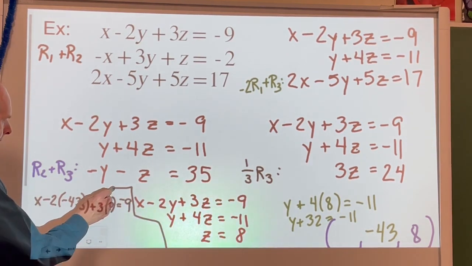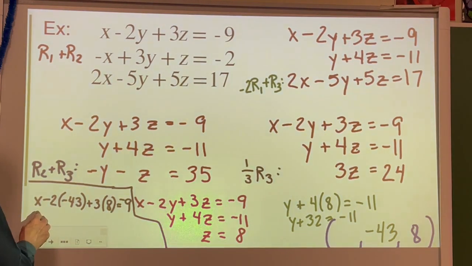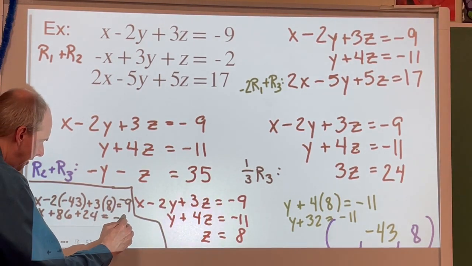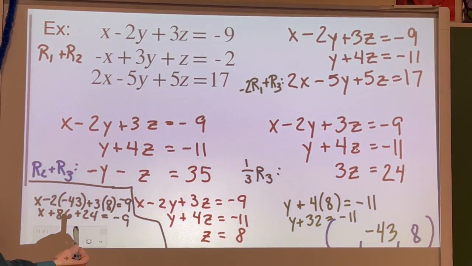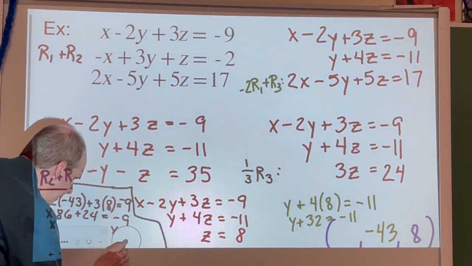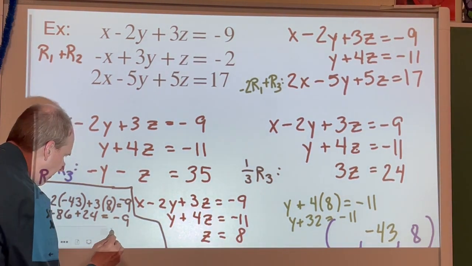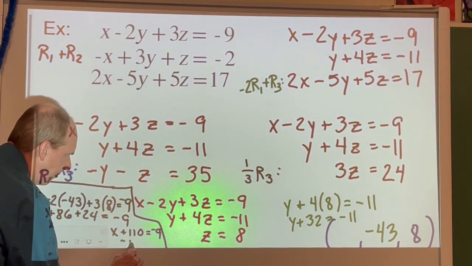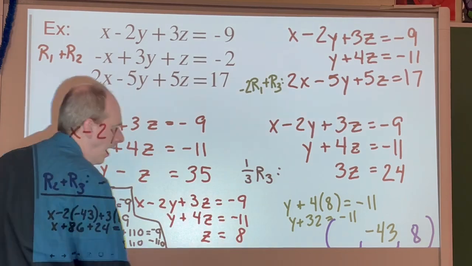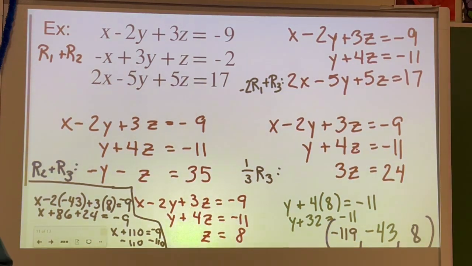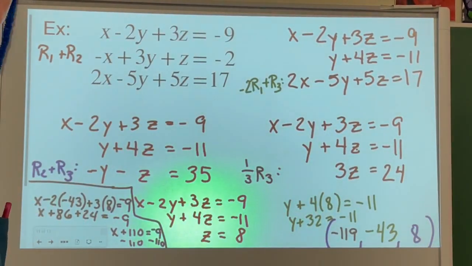Running out of room here. I need bigger whiteboards. X plus 86 plus 24 equals -9. Let's see. 86 and 24 would be... Here I am jumping to the answer again. Sorry. X plus 110 equals -9. Subtract 110 on each side. I got negative 119. There's our solution. Negative 119 for x, negative 43 for y, 8 for z.